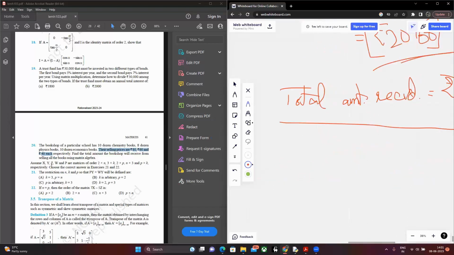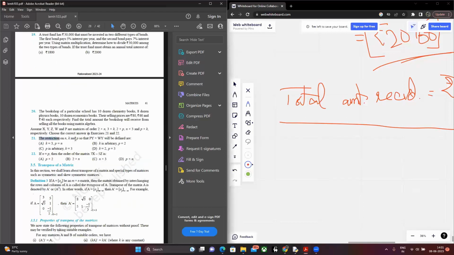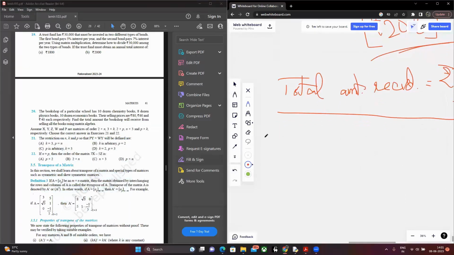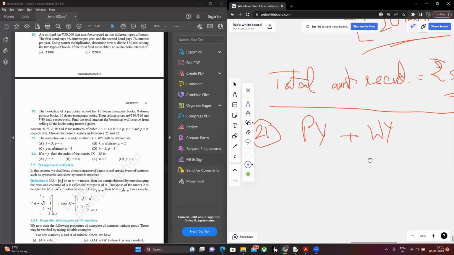20,160. Then going ahead to 21 and 22, they're given some data over here, right? Assume that X, Y, Z, W, and P are 5 matrices, right? And X has the order 2 cross N, Y has the order 3 cross K, Z has the order 2 cross P, W has the order N cross 3 and P has the order P cross K. And now we have this 21, the restriction on N, K, P, so that PY plus WY is going to be defined. So we have for 21 the product PY plus WY.